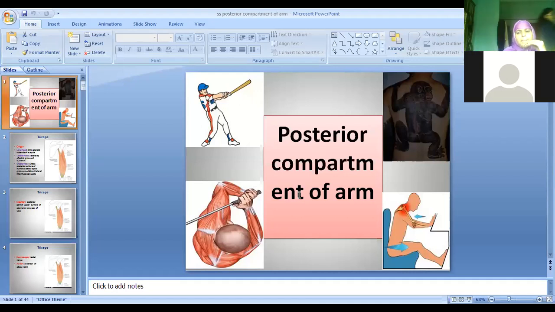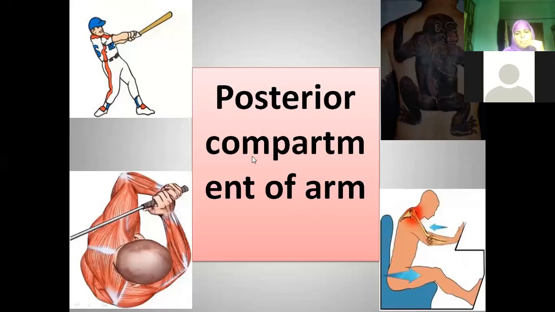Can you see the posterior compartment of the arm on the screen? Emma? Yes, ma'am.